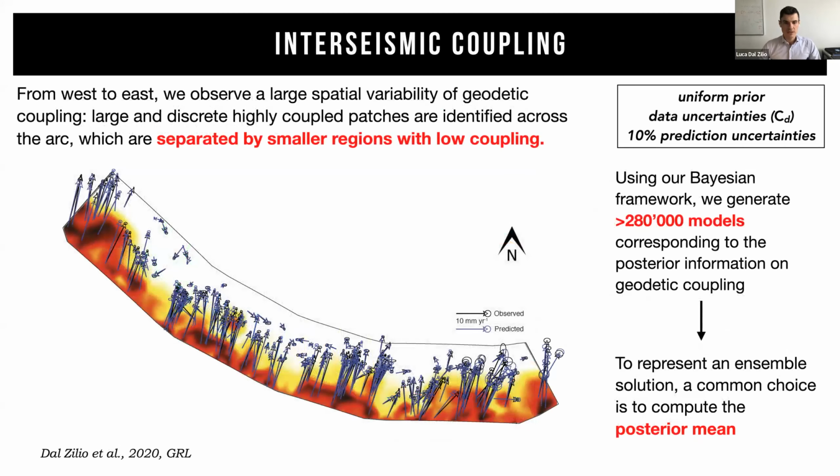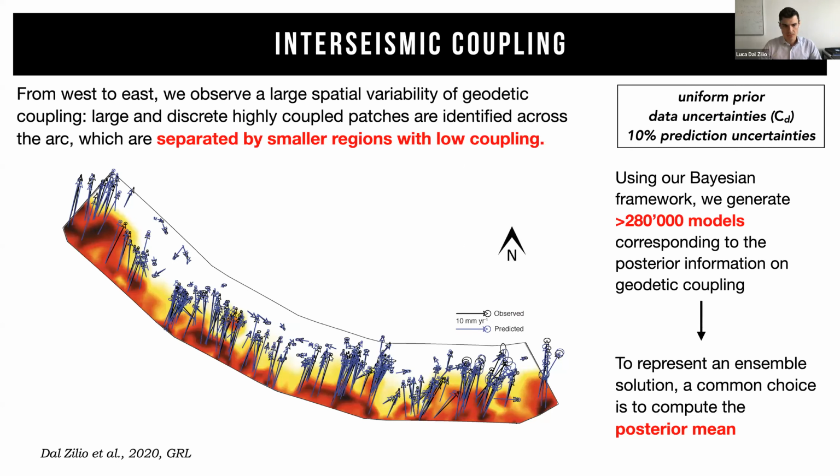Now, when we run this inverse problem in a Bayesian framework, here you can see the results of the coupling distribution. The coupling distribution shows the map on the fault of the different coupling degrees from 0 to 1. And the black and the blue lines show the observed and the predicted model, which seem to show quite a good agreement between the two, at least overall.